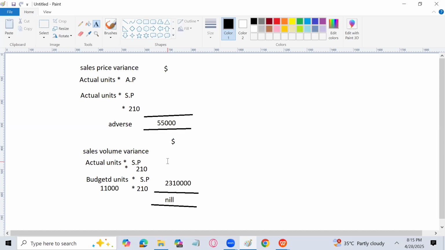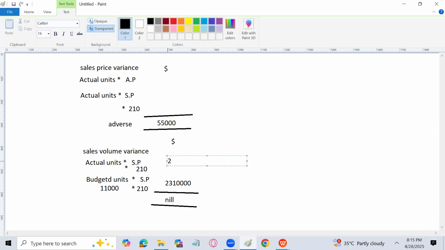It means that the above amount is the same, so it is also 2,310,000. So it means that the actual units are equal to the budgeted units. That is the important point in the question: the sales volume variance is nil because actual and budgeted units are the same. They are both the same units, which is 11,000.